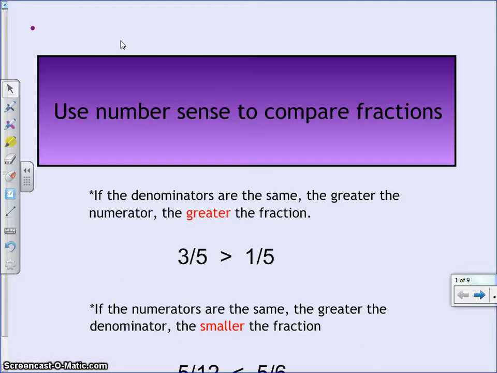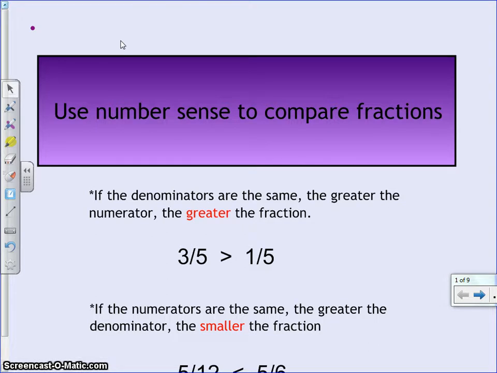So the obvious way to compare fractions is by drawing pictures and breaking them up into the same shape, and then breaking them up into the fractions. Like if you see in the middle of the screen, we have 3/5 and 1/5. I could draw two circles that are the same size, break both of them up into 5 equal parts, shade in 3 parts of one and 1 in the other, and I can compare them visually and see how much bigger one is than the other. But what we're going to show you today is how to do it by just using the numbers in the fractions.